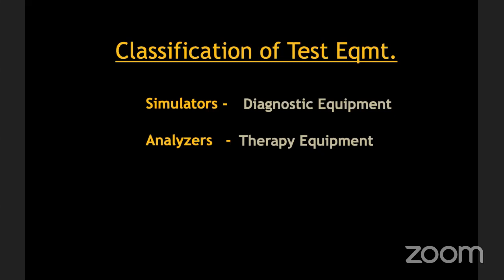Analyzers are meant for therapy machines. Like I told you, with the defib, the set shock of 100 joules, whether delivered or not, you deliver 100 joules into the analyzer and it will tell you it is 99 joules or 101 joules. So the analyzer analyzes the therapy equipment. The simulators simulate the human signal for the diagnostic equipment.